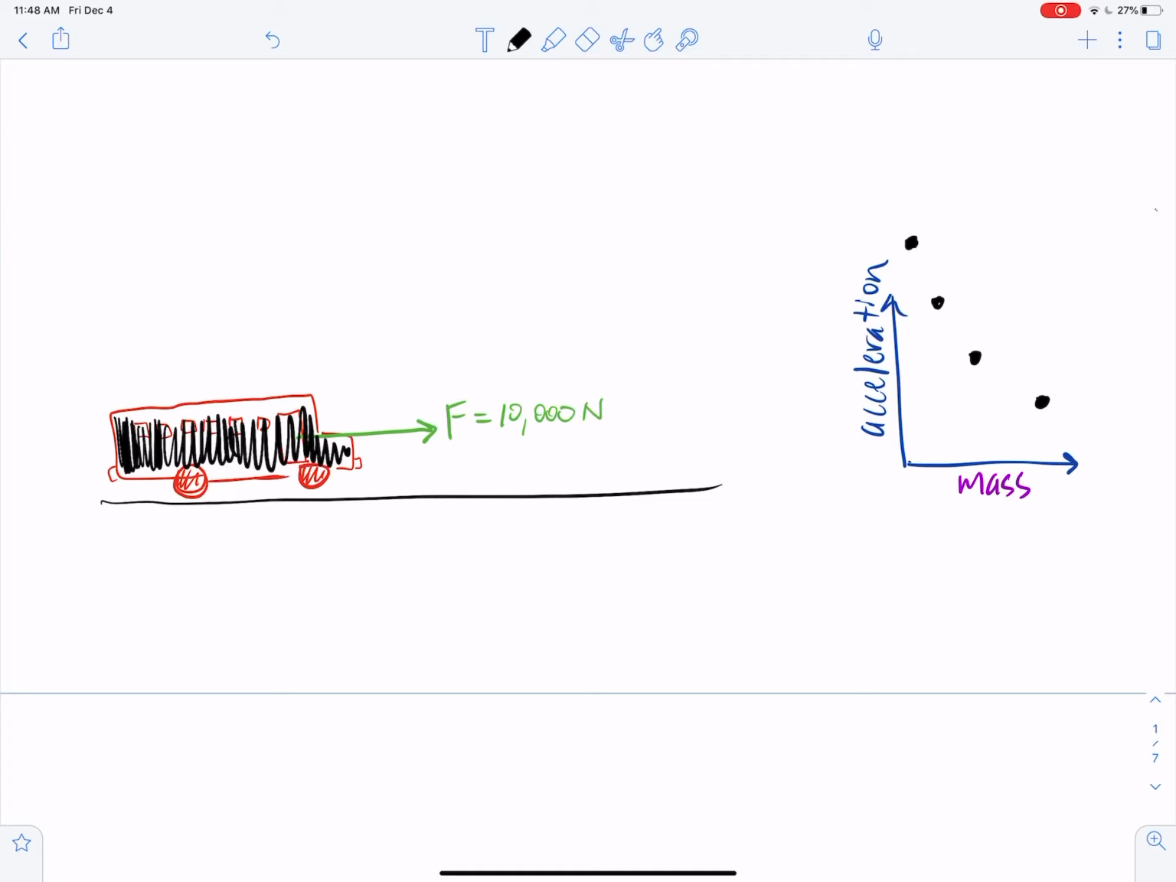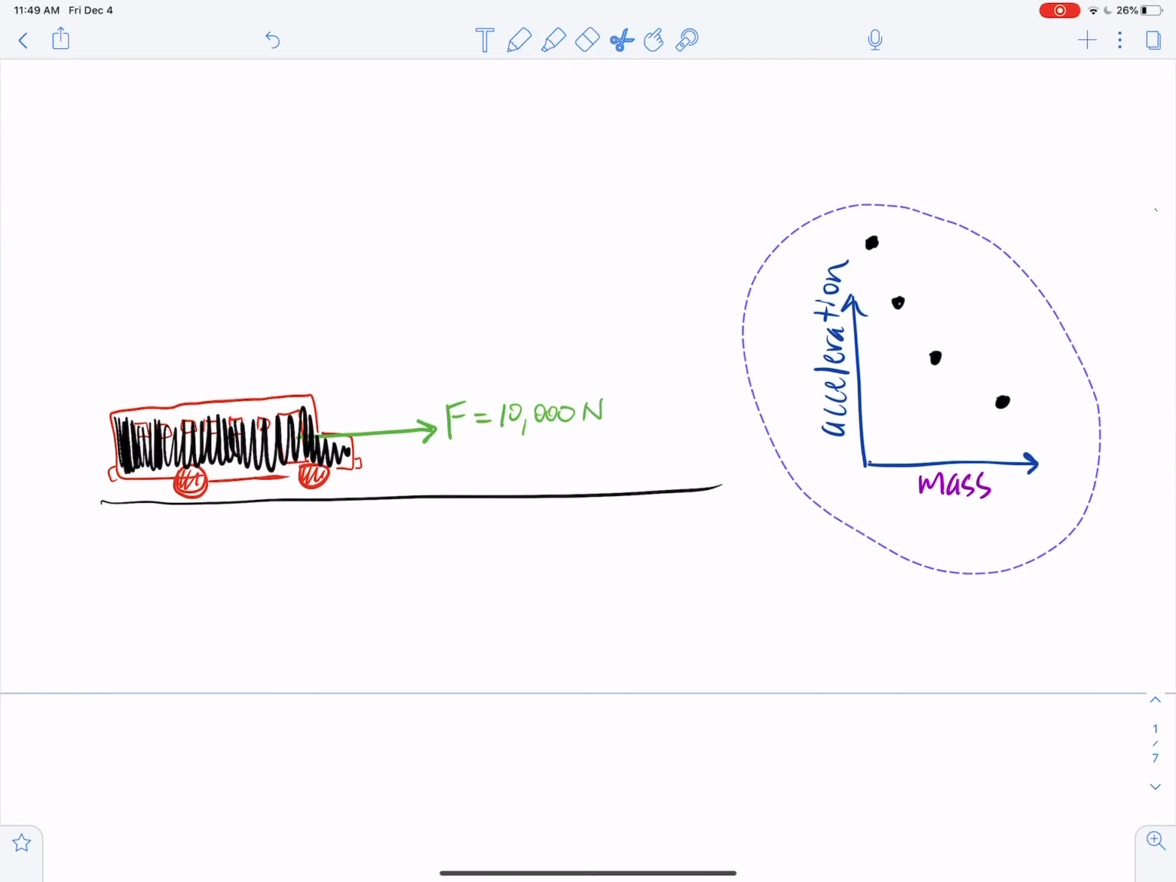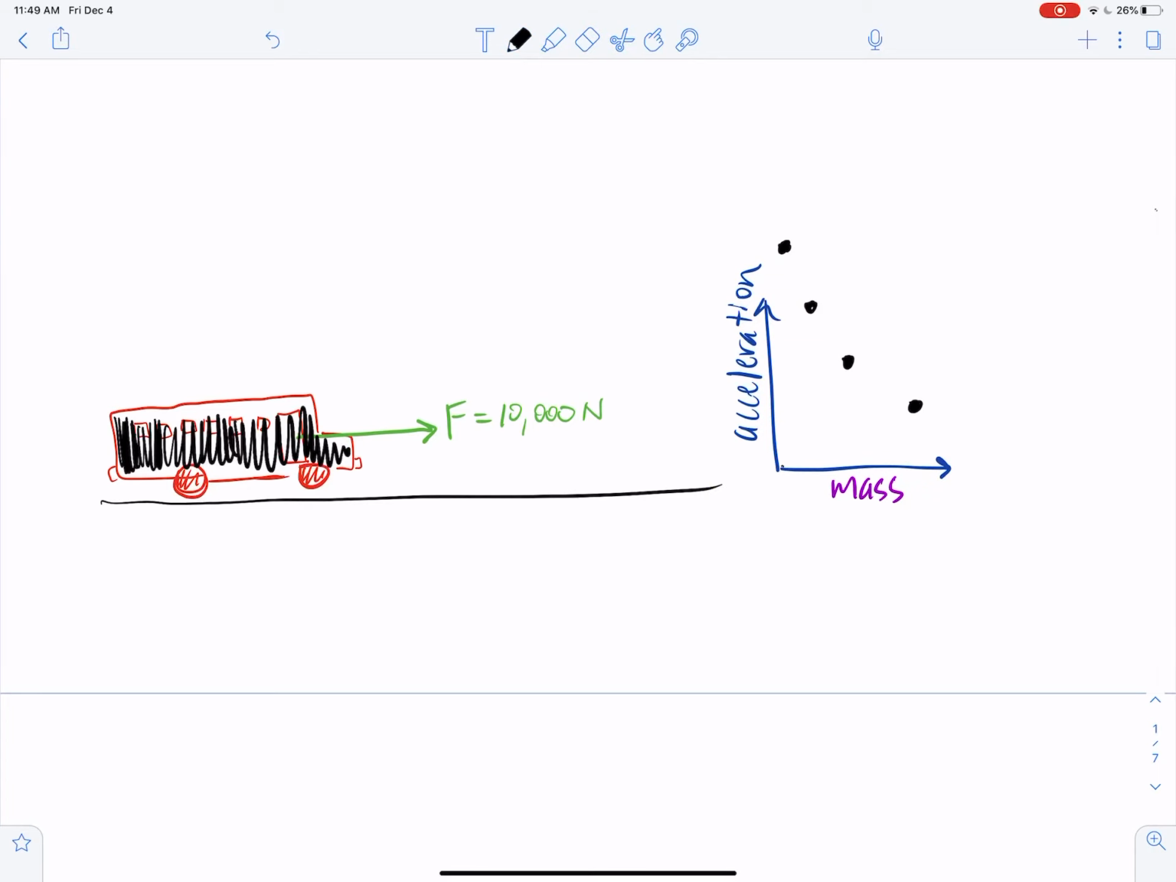But then let's say that I had a bus that was really, really massive, like the mass of the Earth. But I was only pulling it with 10,000 newtons of force. What would I expect to happen then? Well, if I pulled something as massive as the Earth with only 10,000 newtons, I would expect to get an extremely small acceleration, like an unnoticeably small acceleration, okay? I would expect to get a very, very tiny acceleration, so something like way over here, okay?